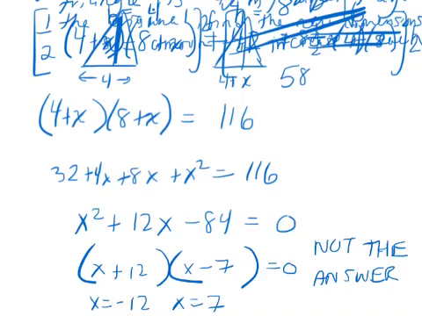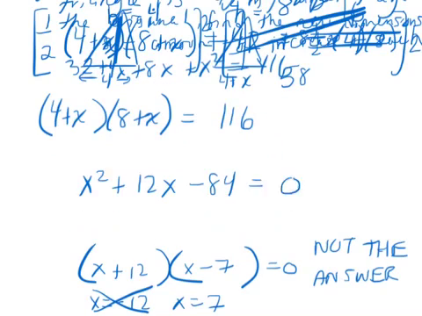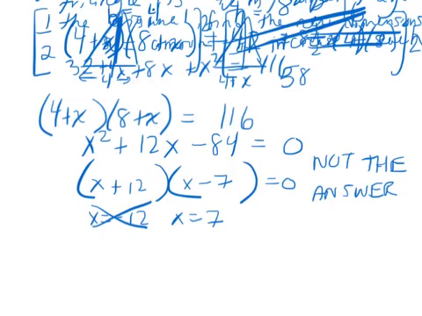Now, can you have a negative dimension here? Okay? It said the dimension of increase. So this is not your answer. So x would be 7 in this case. And then you have to put 7 back in. Remember, though, that our original dimensions were 4 and 8. So our new dimensions would be 11 and 15.